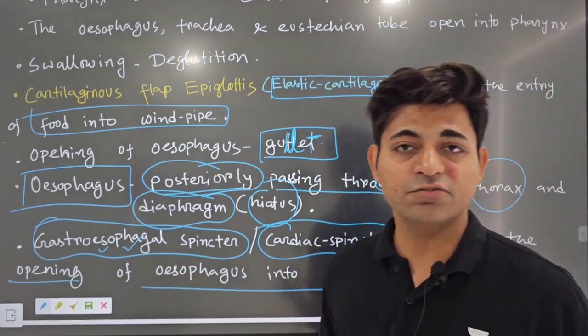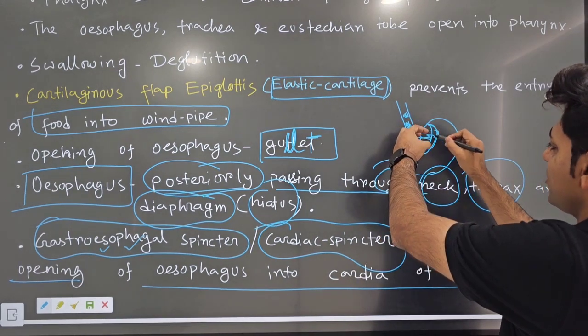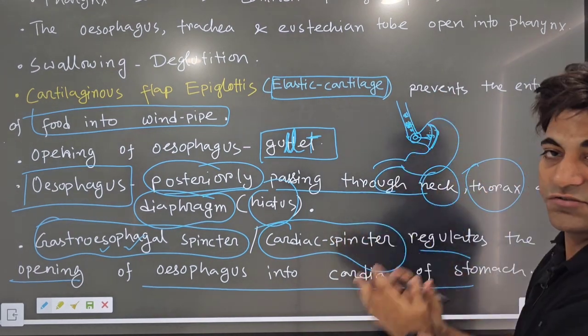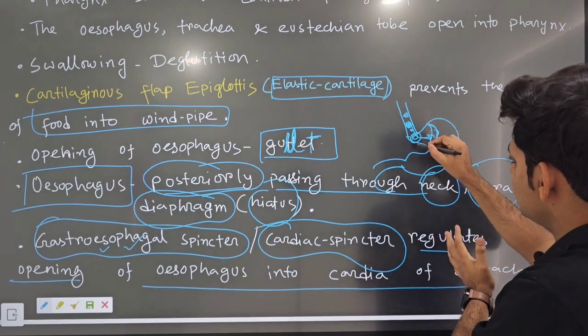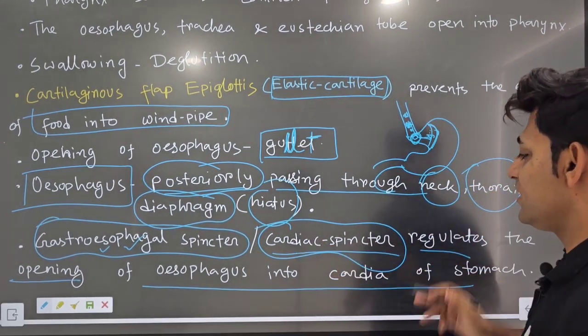Gastro means it's related to the stomach. Esophageal means one part towards the stomach, another part towards the esophagus. Gastroesophageal, and because this is present at the beginning part of the stomach, the cardia, you can also call it the cardiac sphincter.